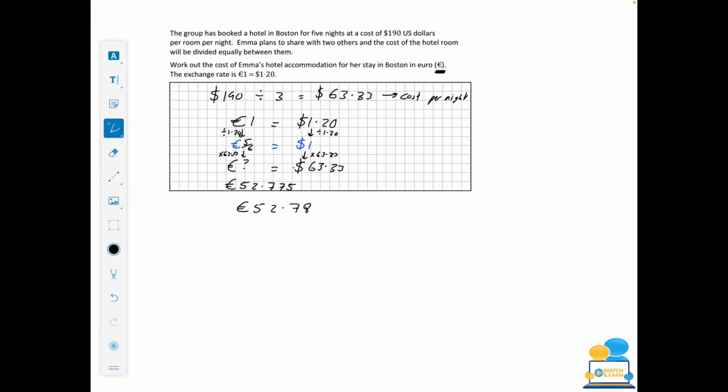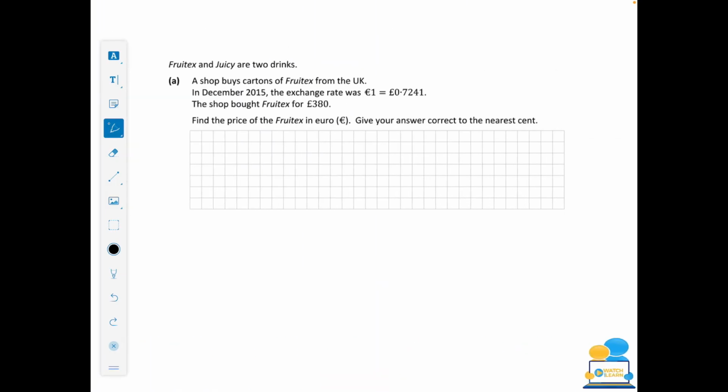Okay. So kind of 2 steps there. First, finding the cost per night and then doing your currency conversion. But remember, there are 10 marks. So this finding the cost per night for Emma, when she's sharing with 2 others, dividing by 3, that would probably be maybe 3 out of 10 marks. So remember, your 10 marks you're building all the time. So even if you're not getting out all the correct answers, you're still probably doing quite well if you're getting your attempt marks.